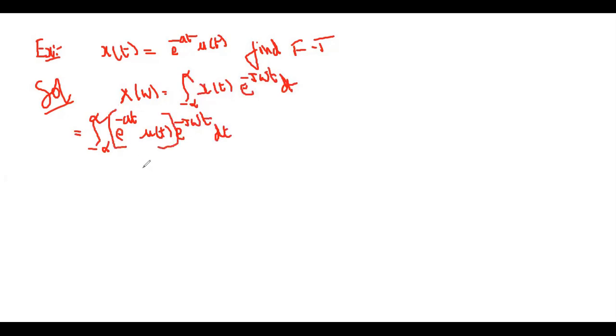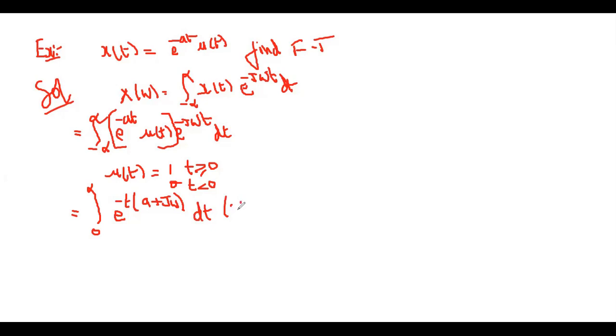x of t is an exponentially decaying function, and we know mu of t is equal to 1 for t greater than or equal to 0, and 0 for t less than 0. For negative values of t it is 0, and for positive values of t from 0 to infinity, the value is 1. So we change the limits from 0 to infinity. e power minus at, mu of t is equal to 1. Both bases are the same, so take t as common: e power minus of a plus j omega, into dt, since mu of t is equal to 1 for t greater than or equal to 0.